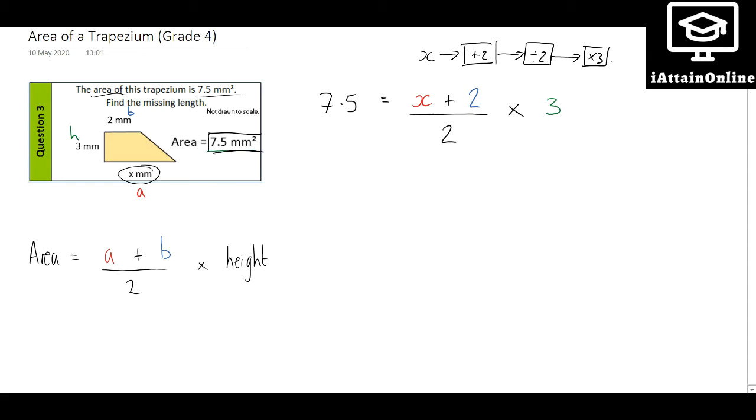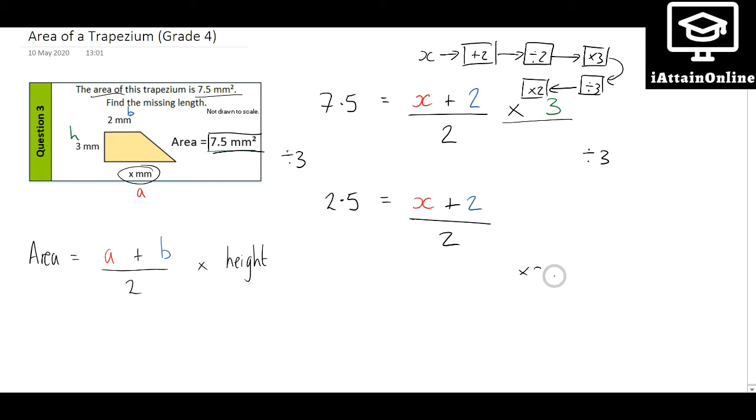So because I want to work back the way, I need to divide both sides of this equation by 3 first. So I want to undo that bit there. Divide this side by 3, and divide this side by 3. That tells me that 2.5 is equal to x plus 2, divided by 2. I now want to undo the dividing by 2. So the inverse of dividing by 2 is multiplying by 2. So I'm going to multiply both sides of the equation by 2.